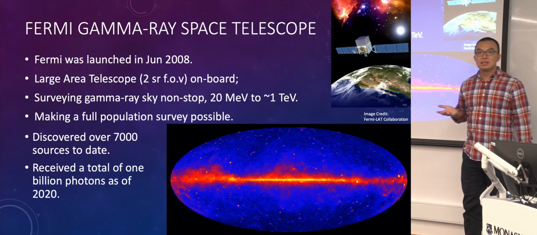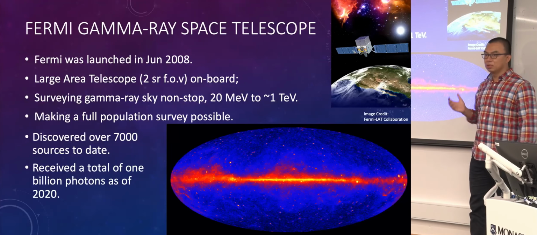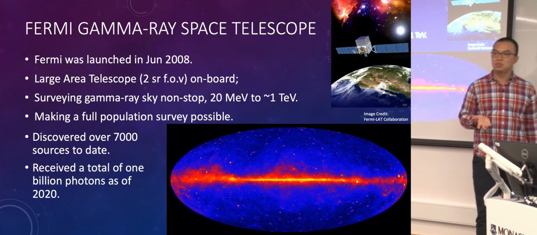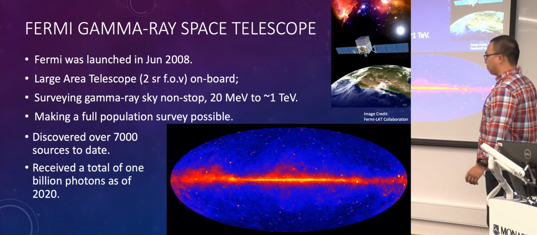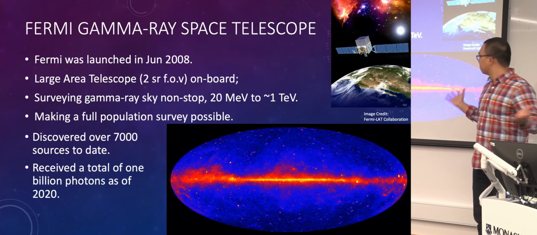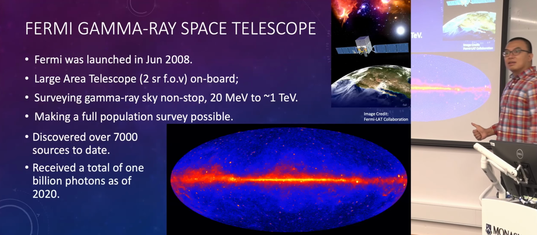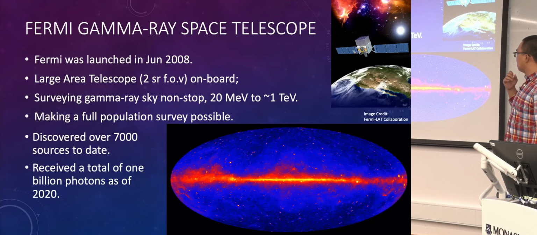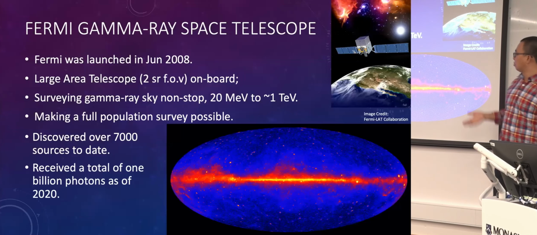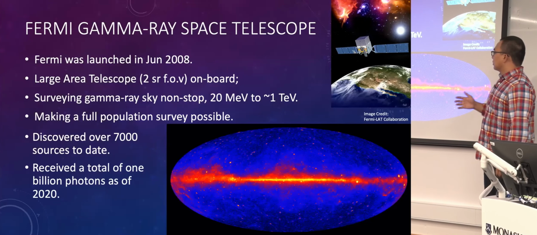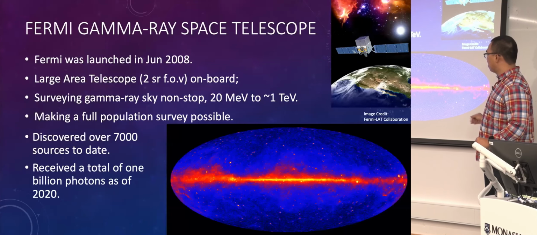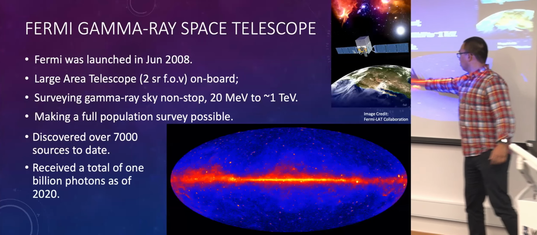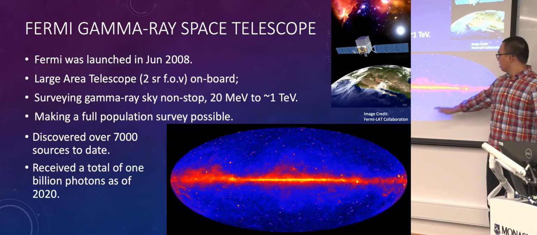What I use is the Large Area Telescope on board, or LAT for short. It has a two steradian field of view, so that covers about 1/6 to 1/5 of the entire sky, so large area indeed. It has been surveying the gamma-ray sky nonstop in the energy range of photons from about 20 MeV up to about 1 TeV. So almost 15 years of surveying the entire sky nonstop. So we have this very beautiful all-sky map in gamma rays that's produced by Fermi.